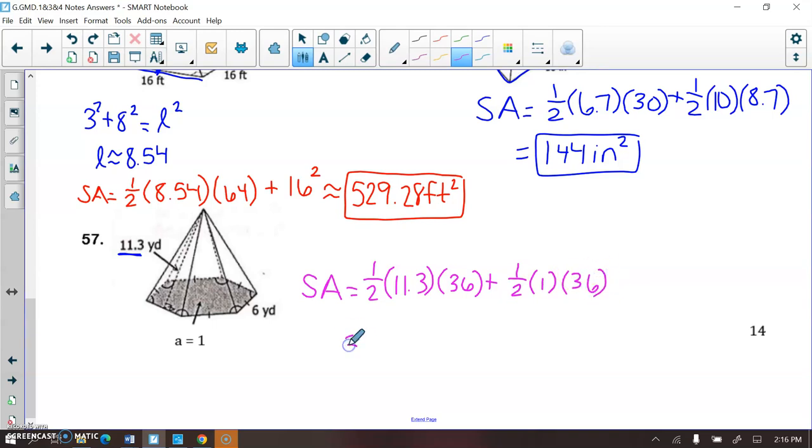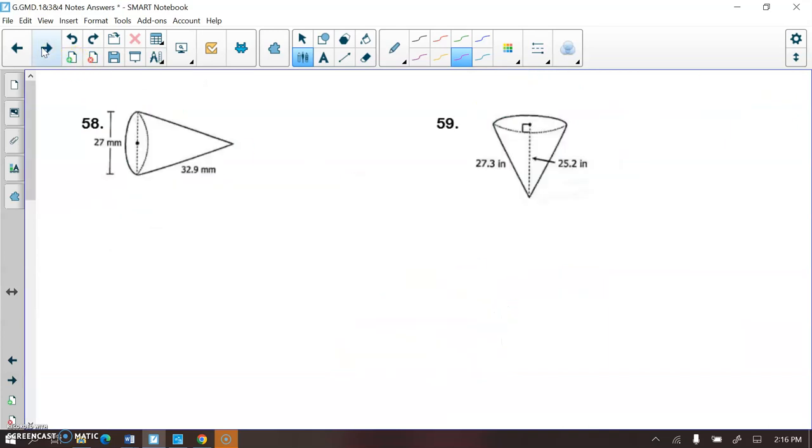So typing this all into my calculator, an 11.3 times a 1/2 times a 36 plus a 1/2 times a 1 times a 36 gives me that my surface area is 221.4 yards squared. All right, moving on to the next set of problems here.